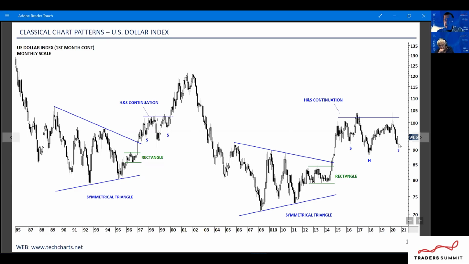Now, it's going to be interesting because on the monthly scale, if this month finishes strong, we have a bullish engulfing candlestick that can signal a nice reversal on the monthly scale. Would you buy it there, or do you have to wait for the breakout of the head and shoulders continuation formation? Well, usually FX is a more strategic position for me.